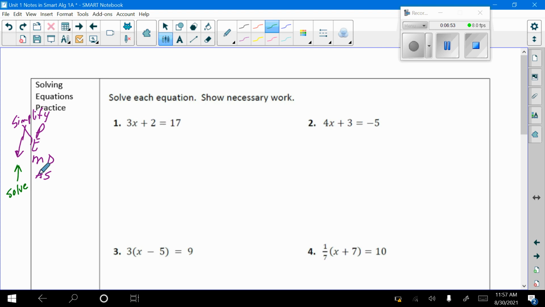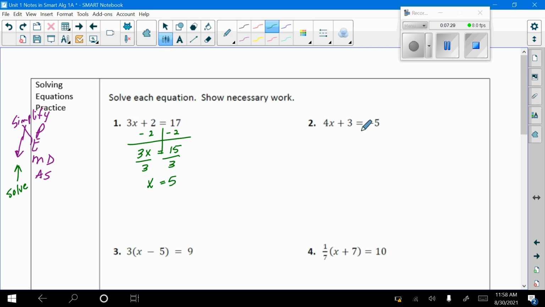So I'm going to start with the side of the variable, and I'm looking for adding or subtracting to eliminate it, and then undoing the multiplication after that. So on this one, I have here's my line down. Over here, I have a plus 2. So I'm going to get rid of that plus 2 by going minus 2, minus 2. So I should have 3x is equal to 15. And then divide by 3 on both sides, because I'm getting rid of multiplication by doing division, and then x is equal to 5.